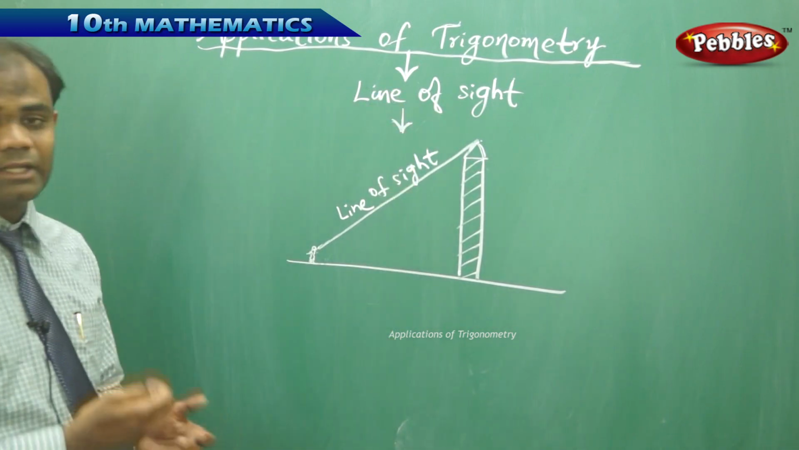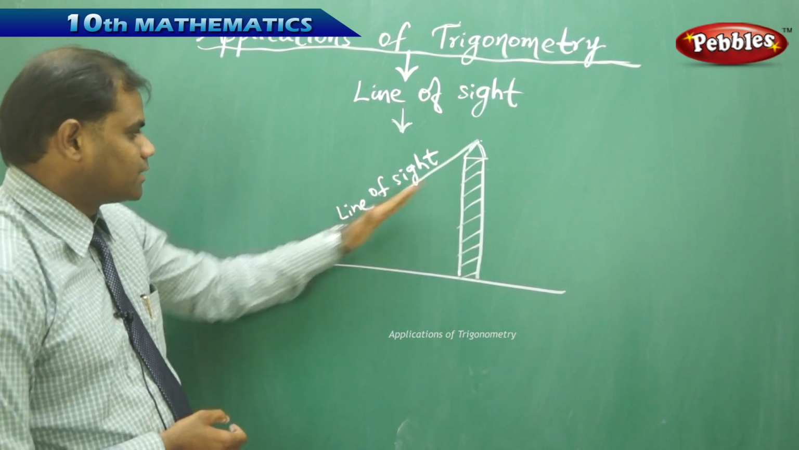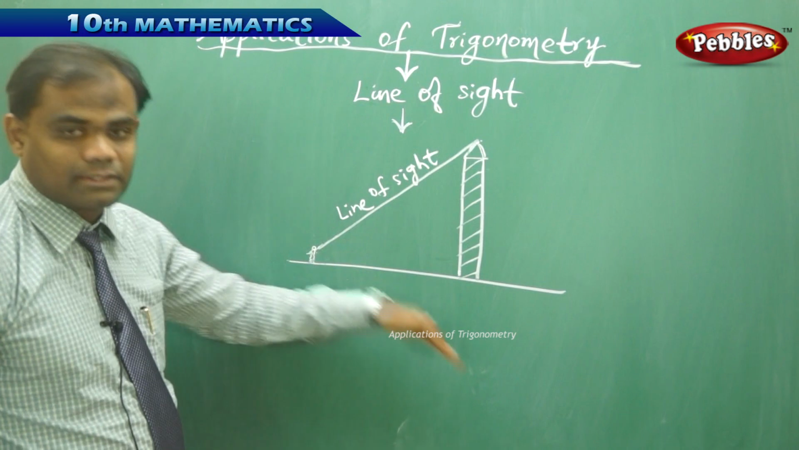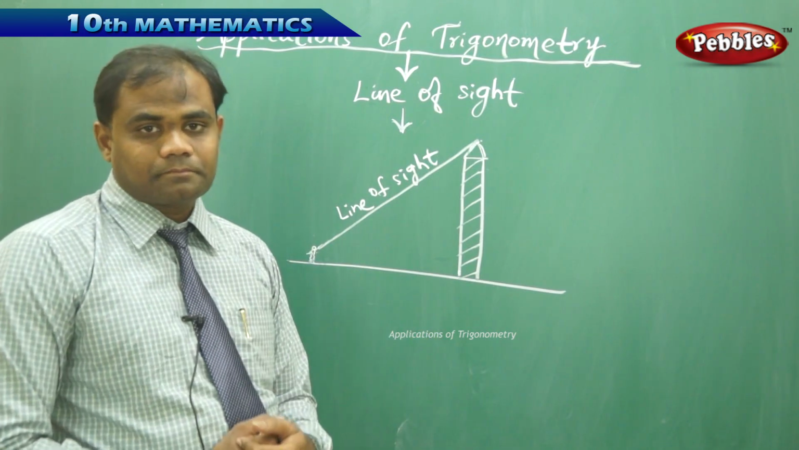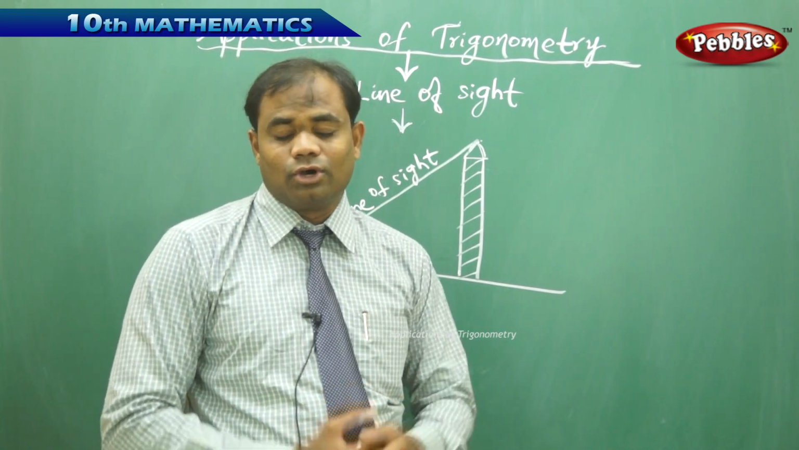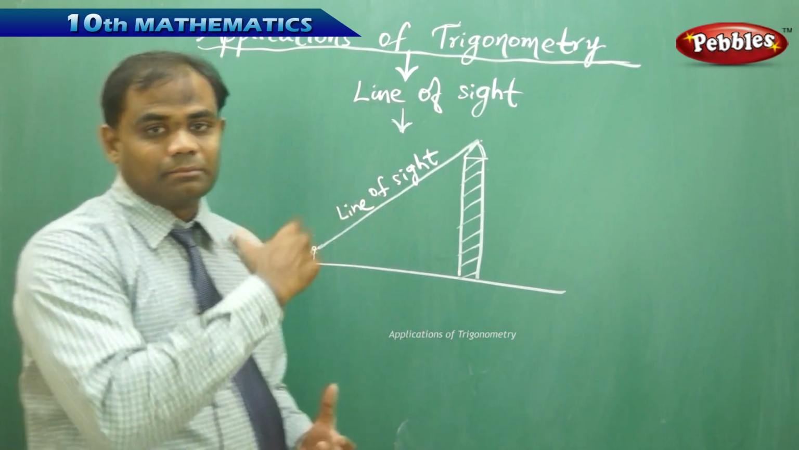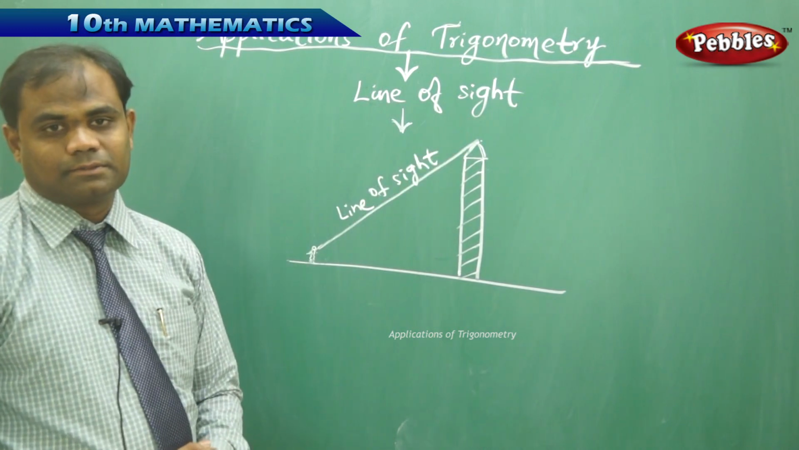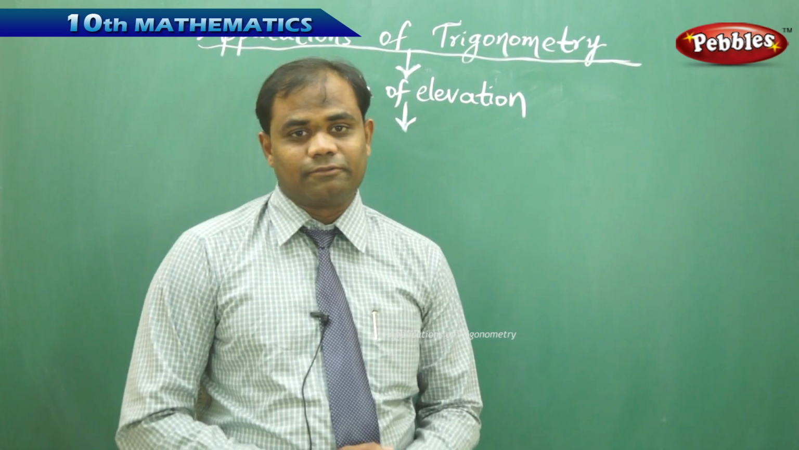The line of sight can be in any direction. If I see straight, this will be the line of sight. If I look straight up, the line of sight is here. If I see down, then the line of sight is downwards. Ultimately, the eye contact which I make with the desired object is the distance between them, which is called the line of sight, the line along the sight. So line of sight derives two basic definitions.